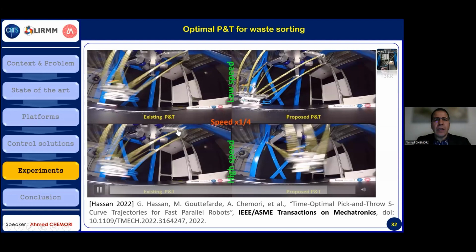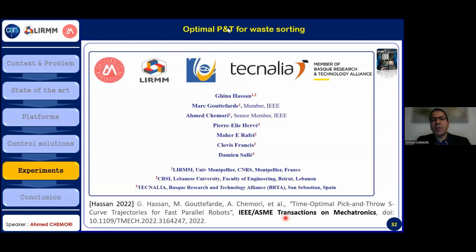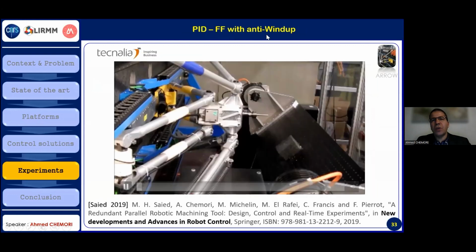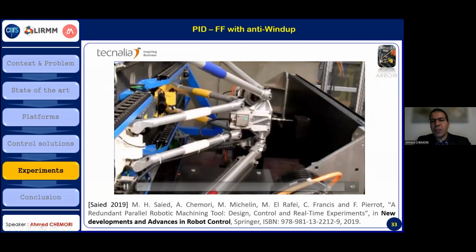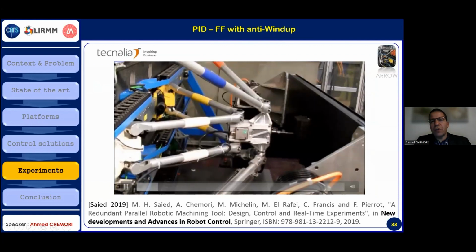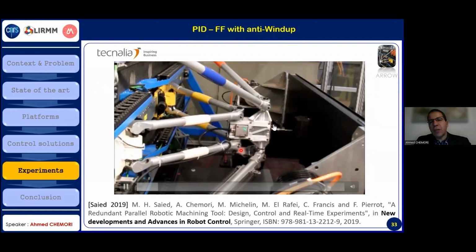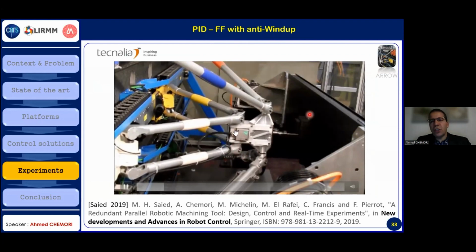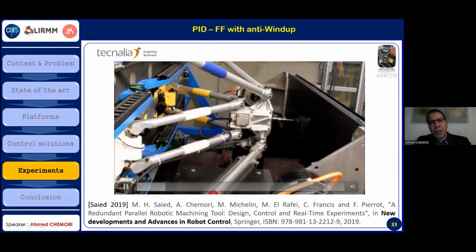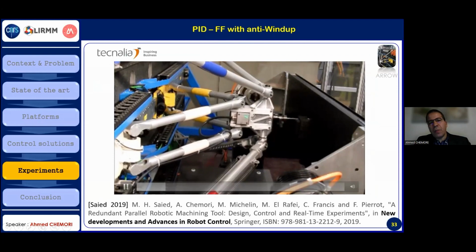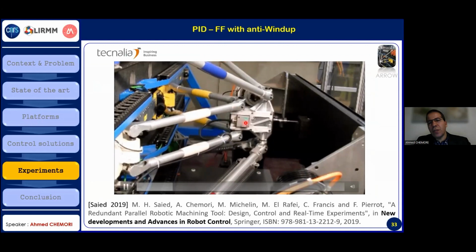Then we did another application for machining. Here we designed the PID augmented with a feed forward and with an anti-windup. And here is the machining task that we did. So we predefined some reference trajectories. We control the moving platform of this robot, and we try to follow these reference trajectories to do the machining. As you can see, the motion of the linear motors here, this is the platform, this is the machining tool, and inside we have the motor.